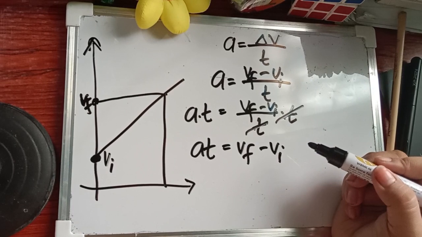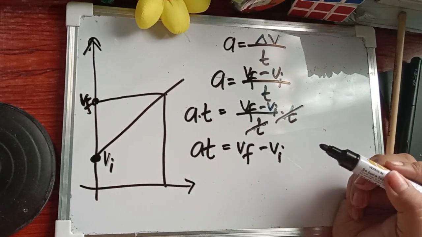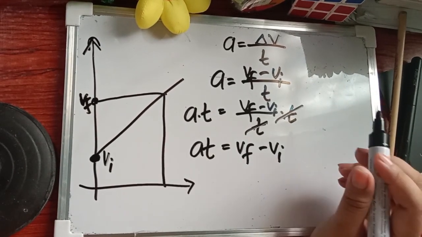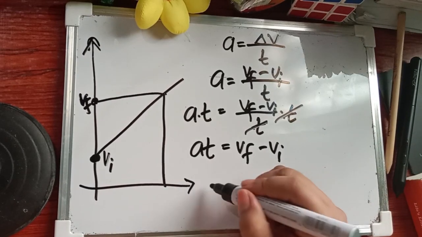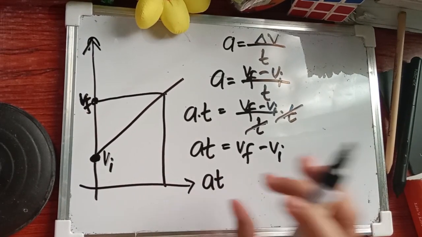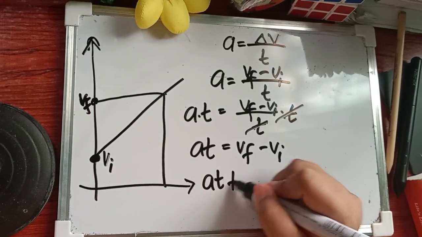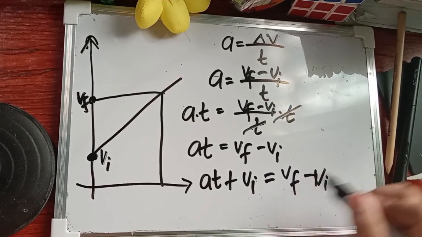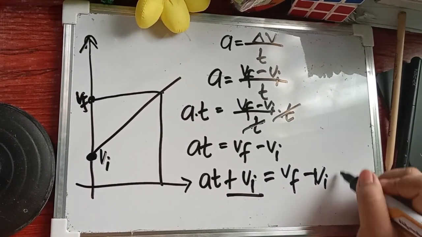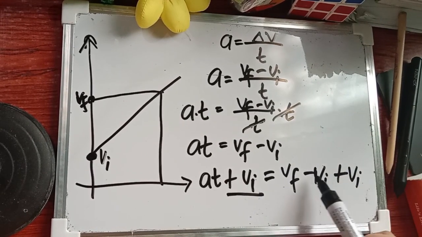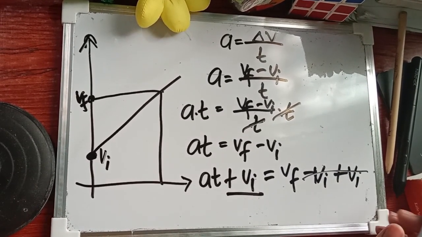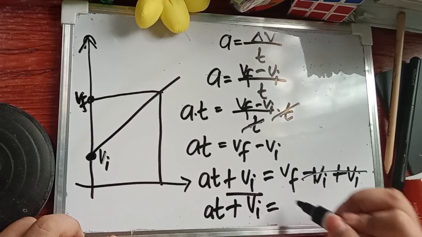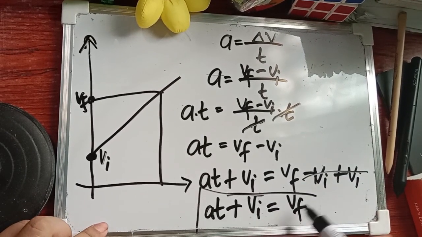Now what I need is the final velocity. So for this to be eliminated, we have to add the initial velocity on both sides of the equation, because whatever you add on one side of the equation must be added on the other side as well. You added v sub i here, then you need to add v sub i here as well. Now, negative and positive cancel. Alright? On that note, you will have acceleration times time plus initial velocity equals final velocity. This is the first equation.